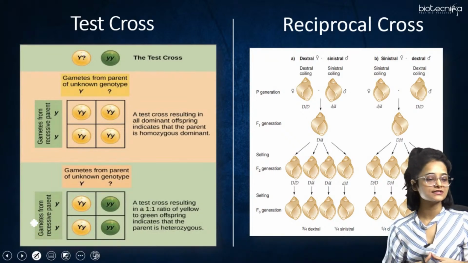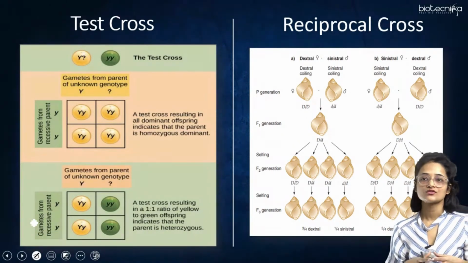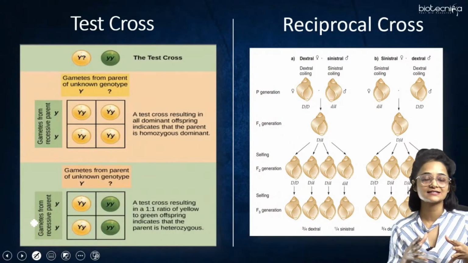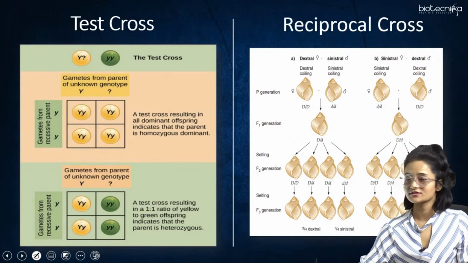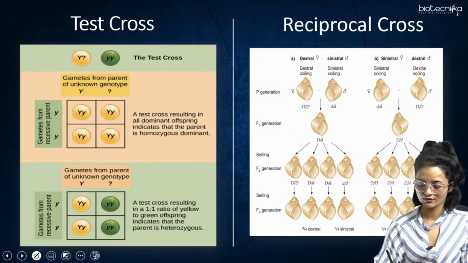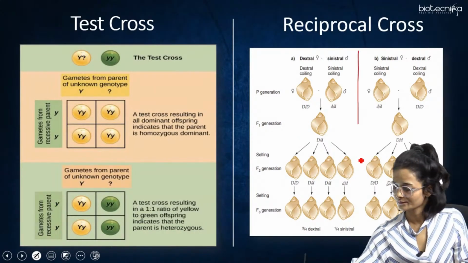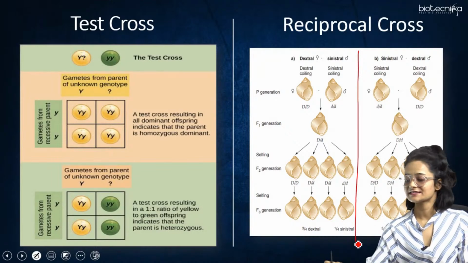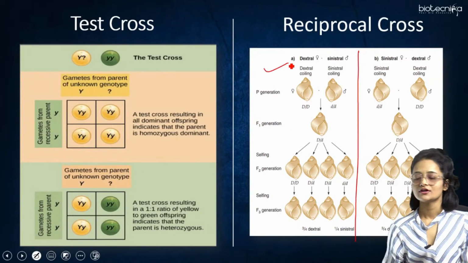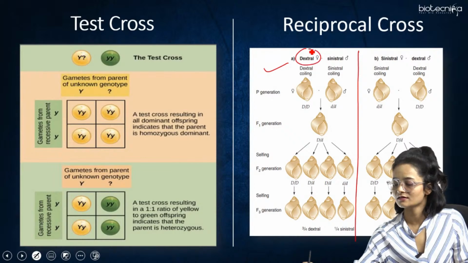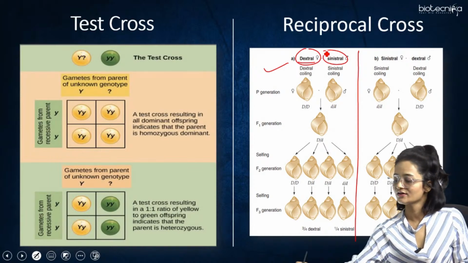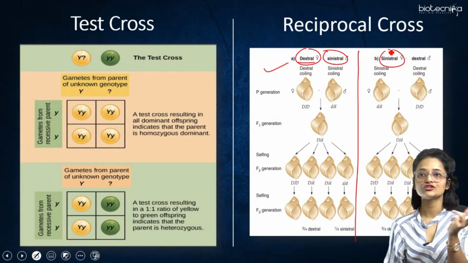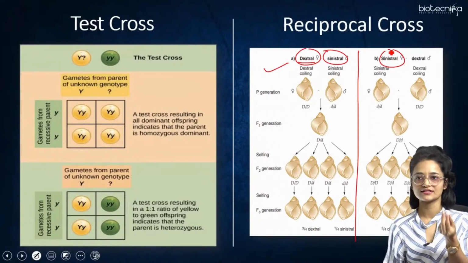Coming to the second type of cross, that is the reciprocal cross. As I told you earlier, two hybrid crosses take place here, one is this and another is that one. Here you can see that in the female, dextral coiling is taking place. Synestal coiling is taking place in the male, and in the other cross it is reversed. So the genotype of the parents is reversed in the reciprocal cross.